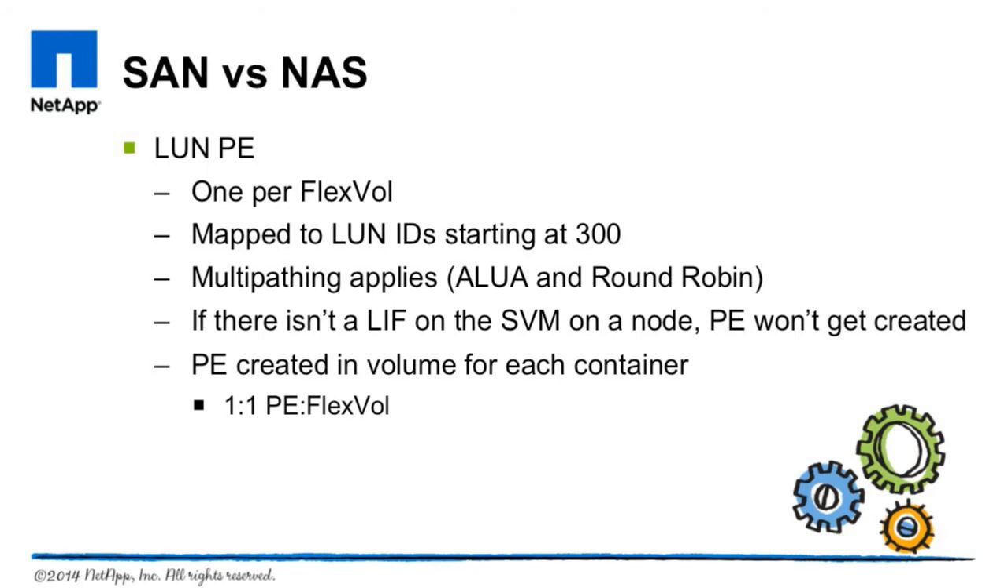If not, sorry. Multipathing certainly applies here, right? vVols continues to take advantage of any multipathing that you're used to with regards to ALUA and any round-robin PSP policies that you've used in the past. If there isn't a LIF on the storage VM of a node, the PE is not going to get created. So one of the prerequisites that you need to know if you're getting into vVols is that you need to pre-create your LIFs on your storage VM that you intend to host those vVol datastores on. The protocol endpoint is created in the volume for each container. And again, it's a 1-to-1 relationship, 1 protocol endpoint per FlexVol.